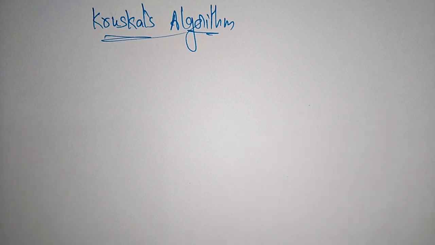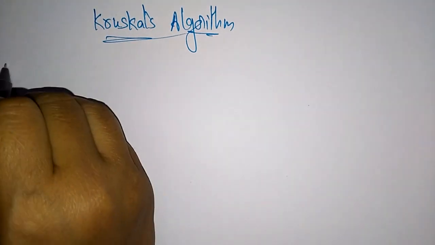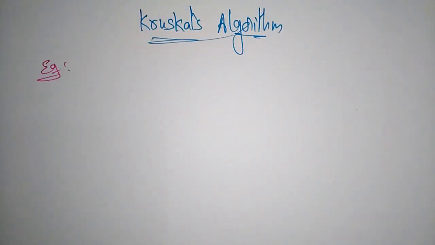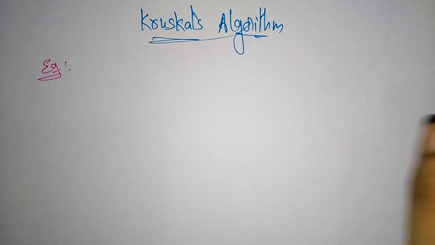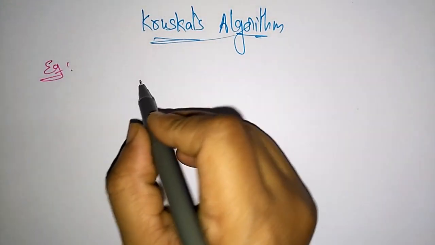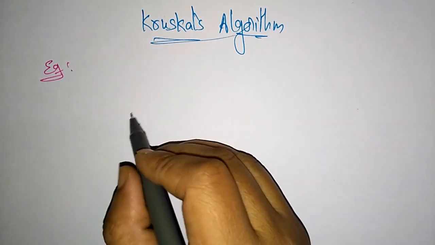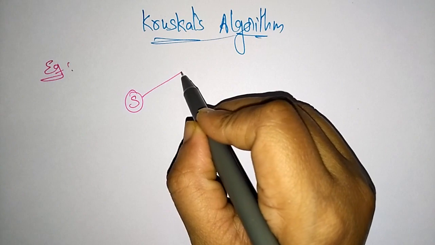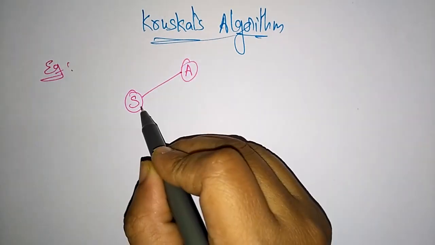Actually, it is used to find the minimum cost spanning tree, and here we use the greedy approach. Let me take an example. With the help of the example, I'll explain Kruskal's algorithm, parallelly along with the algorithm. So first let me take the example.